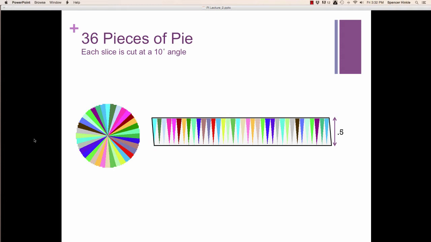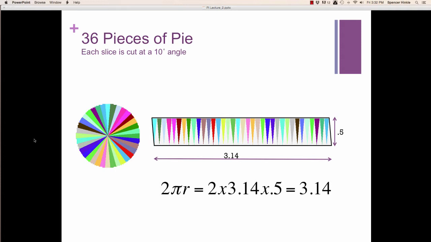So what about the length, or the base of the parallelogram? The base is the sum of the 36 arcs that we rearranged to make a parallelogram. And their sum is 3.14, right? To put it another way, the base of the parallelogram is 2 pi r, the circumference of the circle. Let me say that again. The base of the parallelogram can be thought of as 2 pi r, the circumference of the circle.